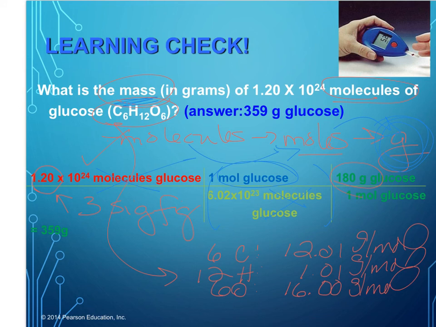When you complete this calculation, I'm hoping you got 359 grams. That is the correct number of sig figures to have also. That's it for the lecture on moles.